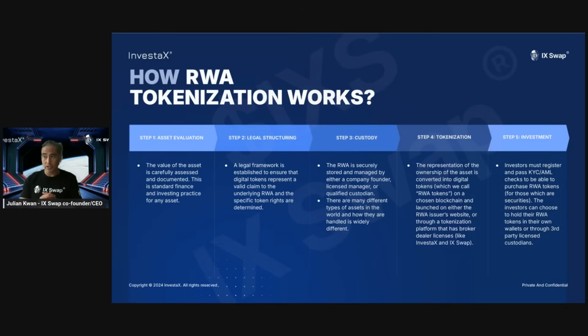Then you need to work out where you're going to launch this, who's going to issue your tokens, what smart contract standard and what protocol you're going to use. Do you have a custodian for third-party custody? Do you have anywhere to trade? What can people do with this? Do you have partner platforms that can do lending and borrowing, collateralization, et cetera? And then you have to manage it through the life cycle.